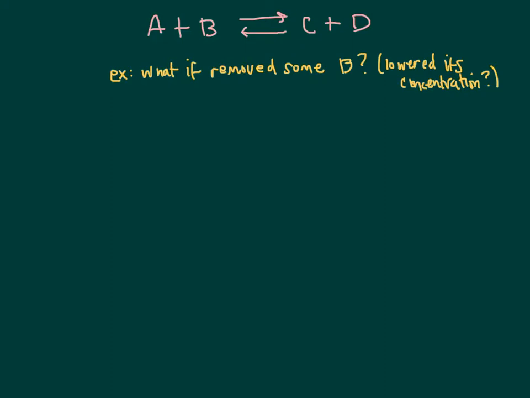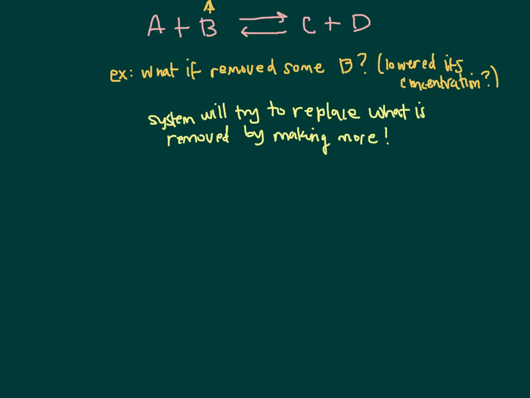So what if we removed something instead of adding something? What if we removed B? So we took some of B away. What's that going to do, or how is the system going to respond to that change? Well, the system is going to want to try to replace what's missing. So if B gets taken away, or if we lower its concentration, then the reverse reaction would speed up. C and D would combine faster to replace the B that we just removed.